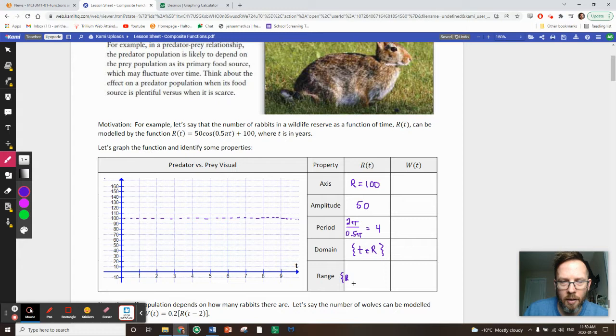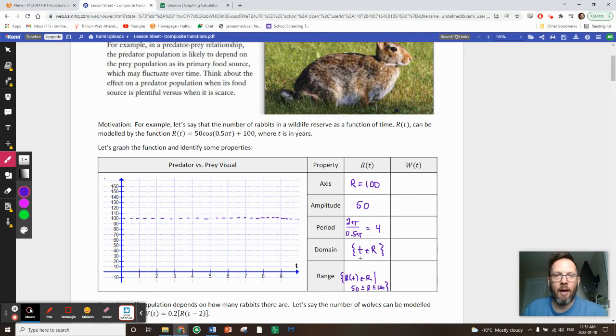R is an element of the real numbers. It doesn't work out very well, so I might say this just so it doesn't look weird: R of t is an element of the real numbers, such that the lowest the rabbit population can go will be 50, and the highest it can go will be 150.